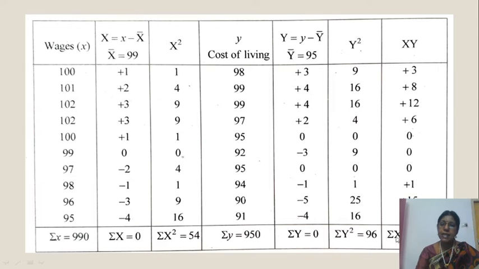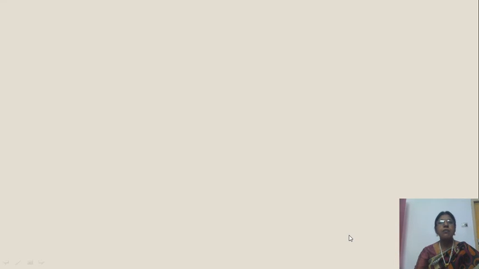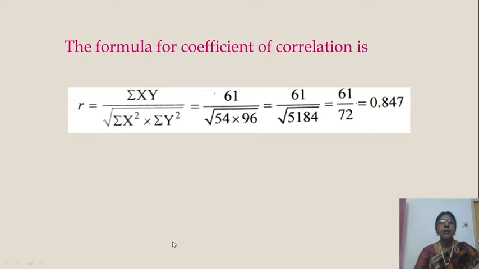Now we have sigma XY is 61, sigma X square is 54, sigma Y square is 96. Now what is the formula? Gamma is equal to sigma XY by root of sigma X square into sigma Y square. Sigma XY from the table is 61, sigma X square is 54, sigma Y square is 96. After calculation you get 0.847. So for the given problem the correlation coefficient is 0.847.